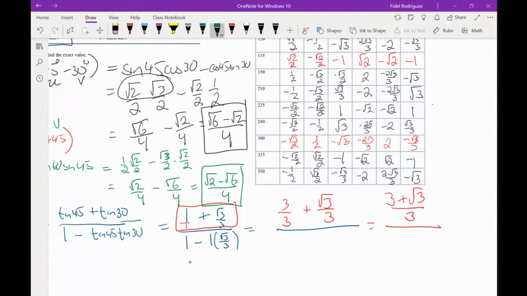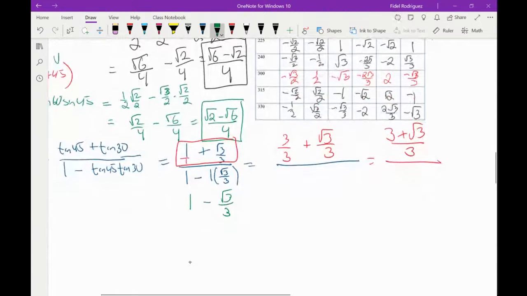Okay, let's do the same thing for the bottom. This is 1 minus the square root of 3 over 3. And I'm going to think of this 1 again as 1 over 1. So what's our common denominator one more time? Still 3. So this is 3 over 3 minus the square root of 3 over 3. And I'm just going to write this as 3 minus the square root of 3 all over 3.